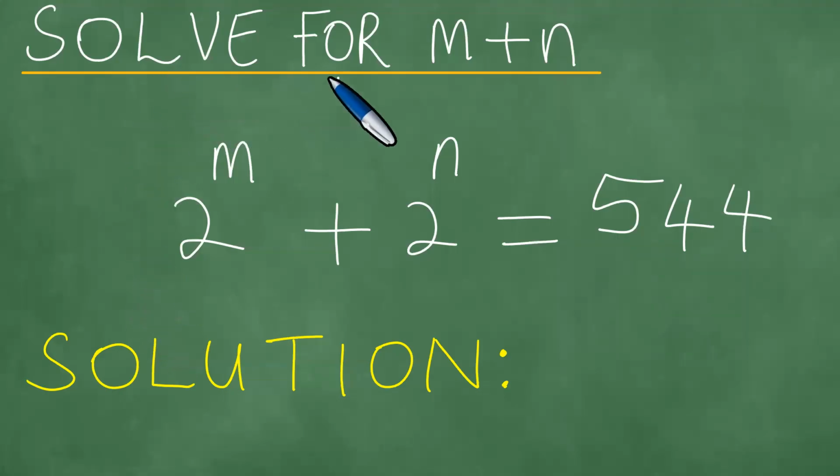Right, we need to solve for m plus n, and we have been given 2 to the power m plus 2 to the power n equals 544. And we present a solution to this exponential equation in a step-by-step fashion as follows.